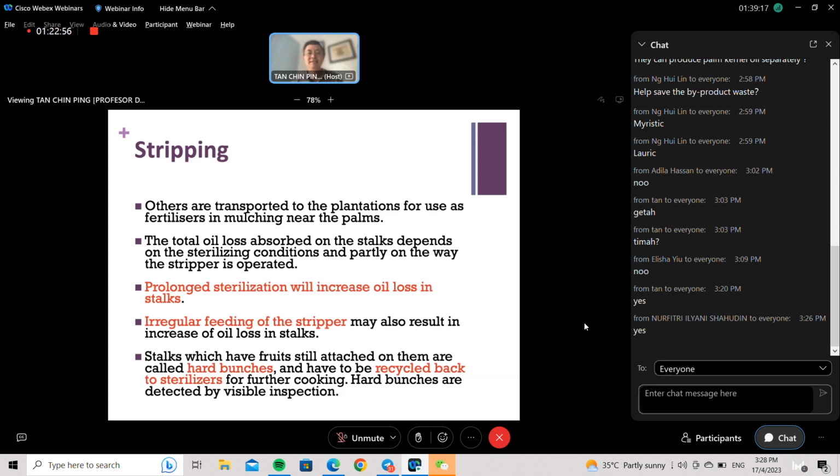And sterilization also sometimes plays an important role. We don't want to overcook the fruits so that they are too soft. After sterilization, you open up the sterilizer, and you see on the ground, because steam is already condensed into water, a lot of oil together with steam water, which means that it's overcooked, it's too soft, and the oil leaks out from the mesocarp. So you must also be a bit careful about that.